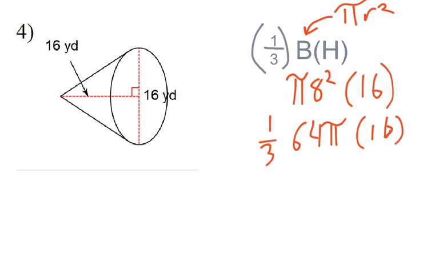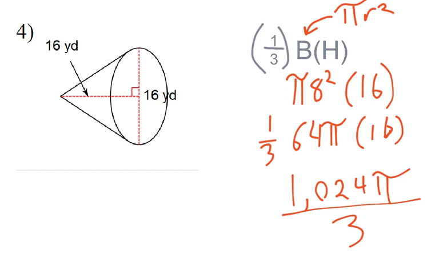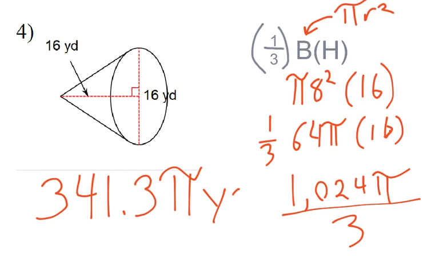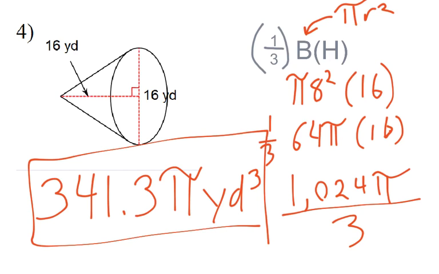64 pi times 16 is going to give me 1024 pi, and then I'm just going to divide that by 3. Okay, when you punch that in your calculator, it's going to give you a decimal, which is fine. It's going to give you 341.333 repeating forever. We're just going to put 341.3 pi, and that's going to be yards cubed. Okay, and that's going to be your final answer.